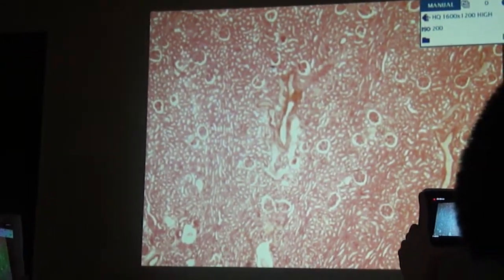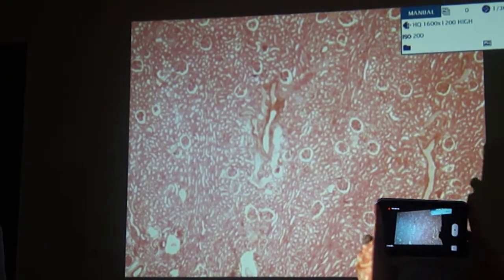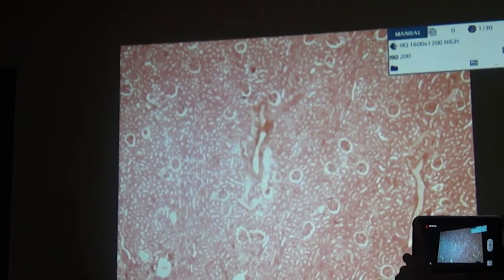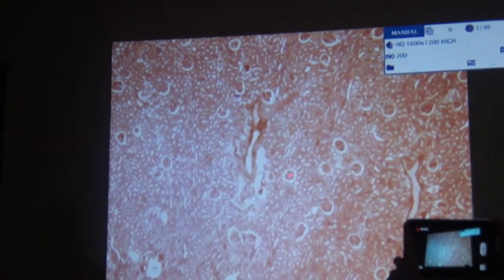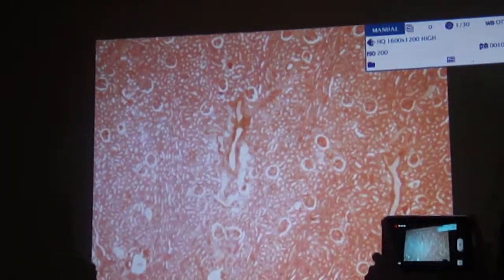So on scanning objective view, how do you call the pointed structures? Okay, the glomeruli. So we are looking at what layer? The cortex. This is the appearance of the medulla. So we will not be able to appreciate any glomerulus.